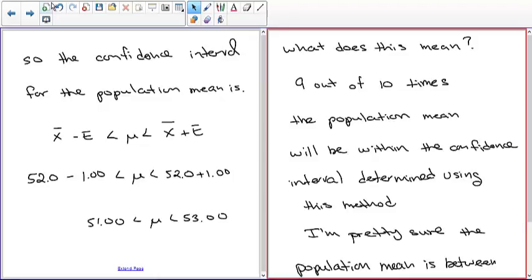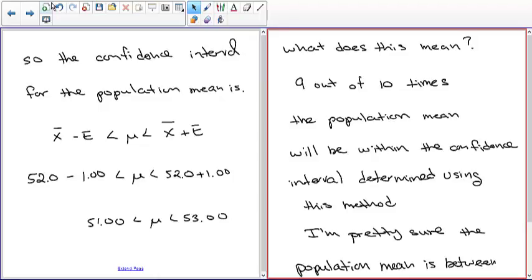So 90%, what does that mean? Well, 90% is pretty sure. I'd say I'm pretty sure that the population mean is between 51 and 53. I'm just making up these words. But the lower the confidence, the less sure I am.